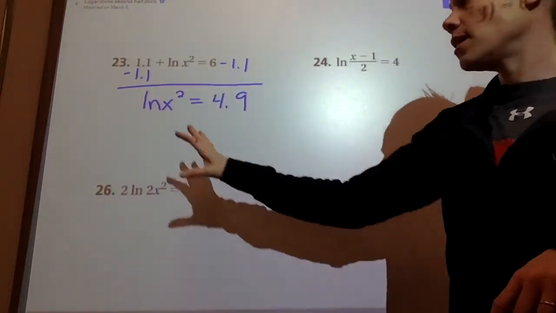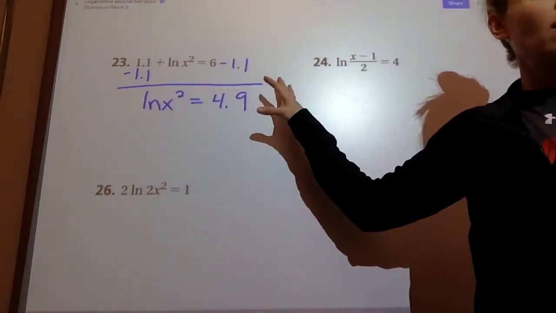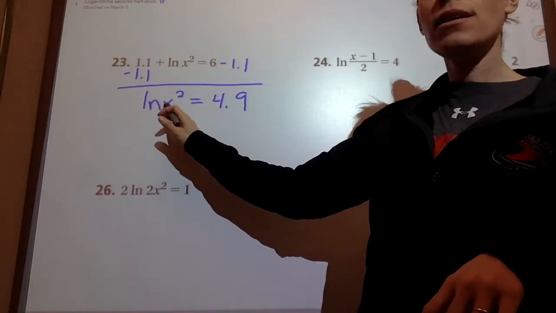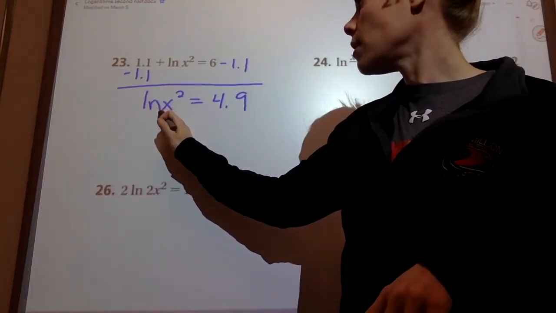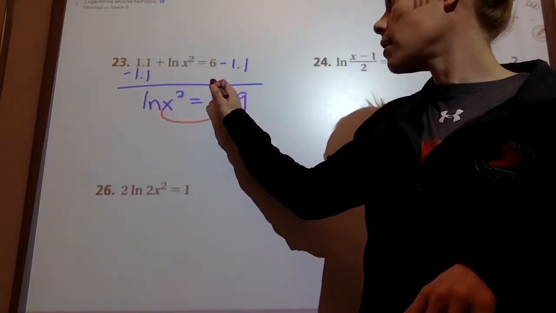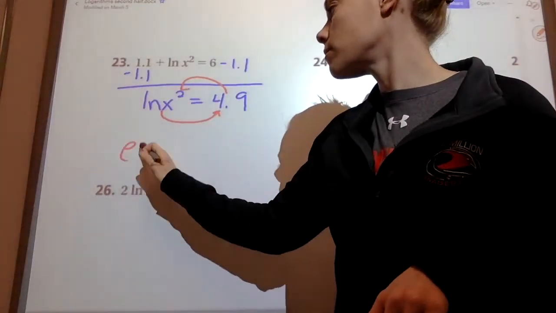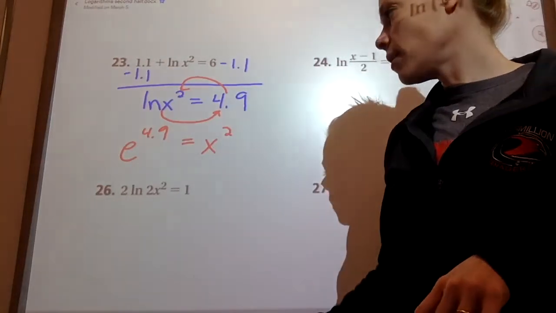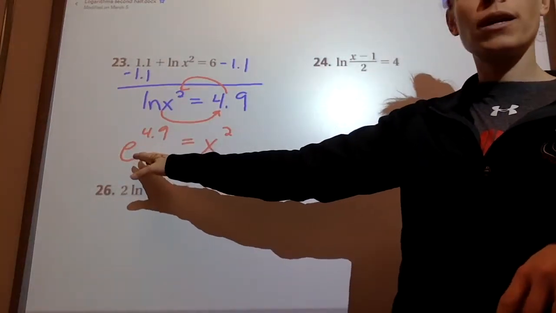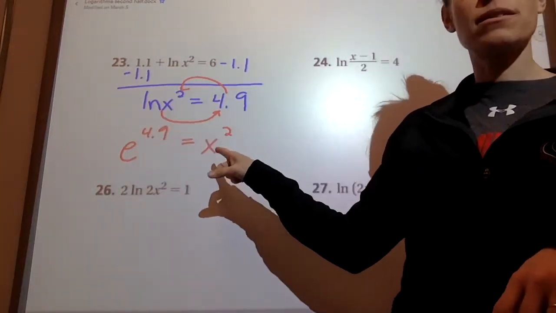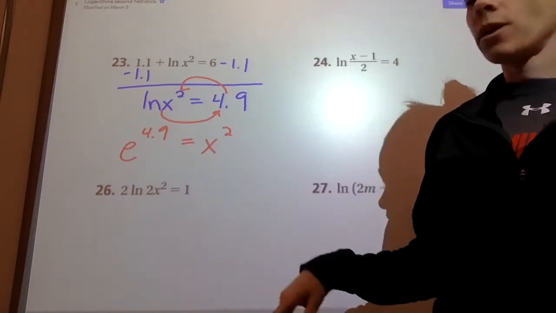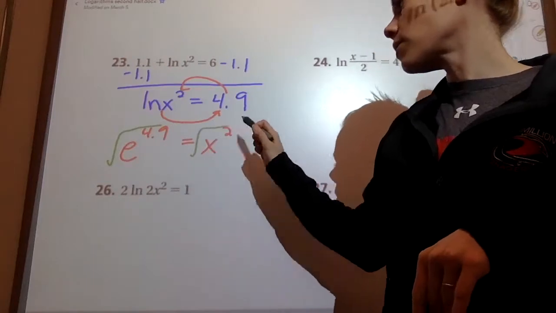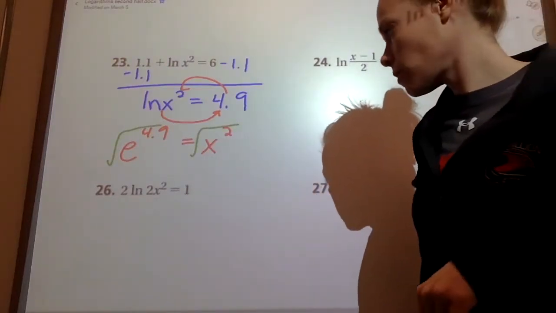Now that I have the single log, I can put that in exponential form to solve. So again, there's base e there. So I'd say e to the 4.9 equals x squared. So on my calculator, I would do e to the 4.9, but how am I going to get x by itself? I would have to square root both sides. Yep. And I can do that step before or after. You would get the same answer.